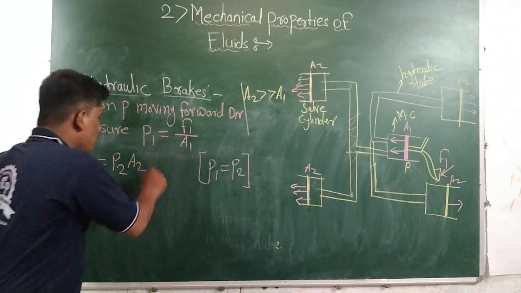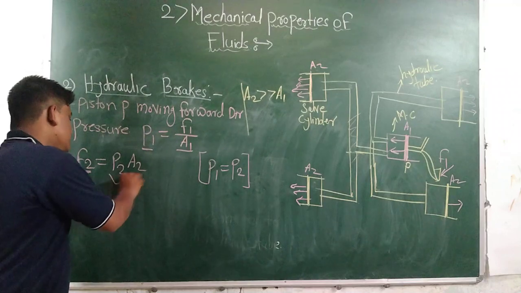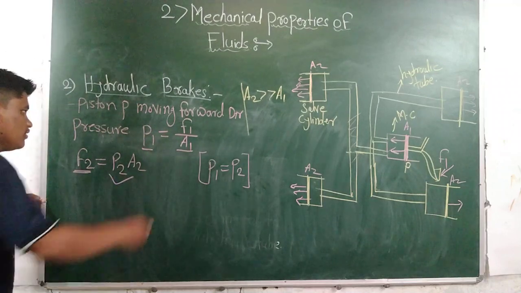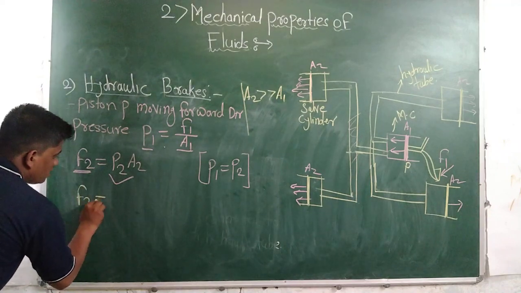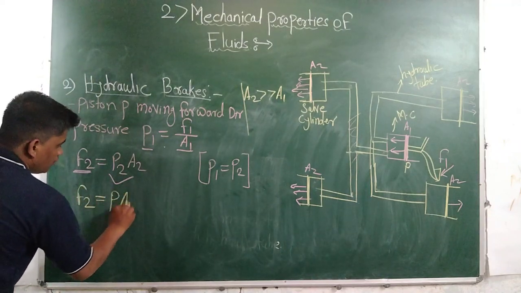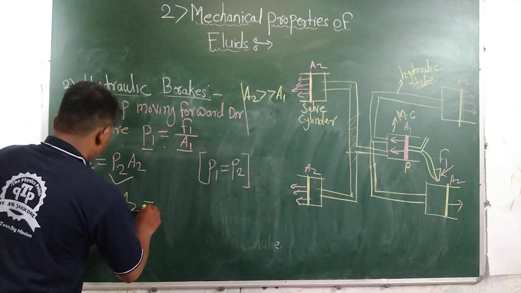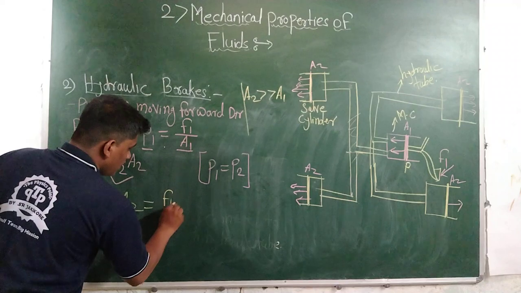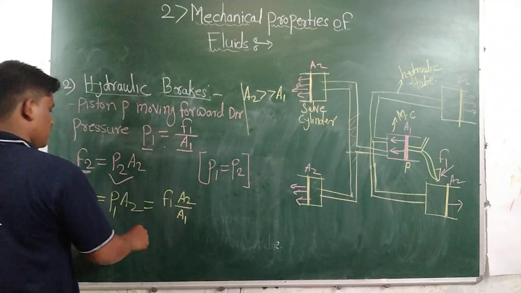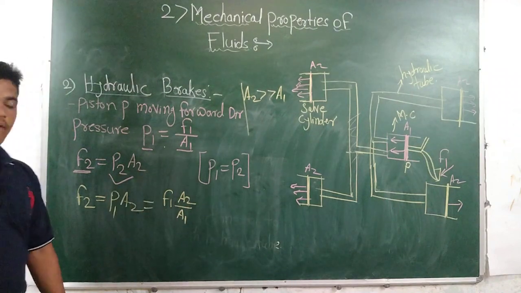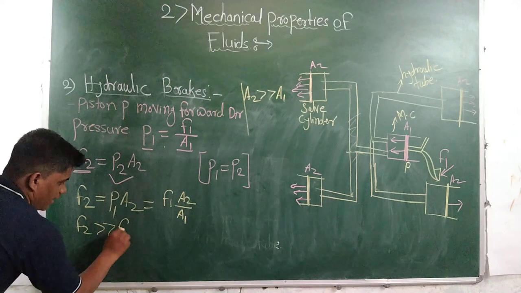We substitute the value of P1, that is F1 upon A1, into this equation for P2. F2 is equal to P1 into A2, that is also equal to P2, and P1 is F1 upon A1, so F2 is equal to F1 into A2 divided by A1. Then F2 is much greater than F1, hence proved.